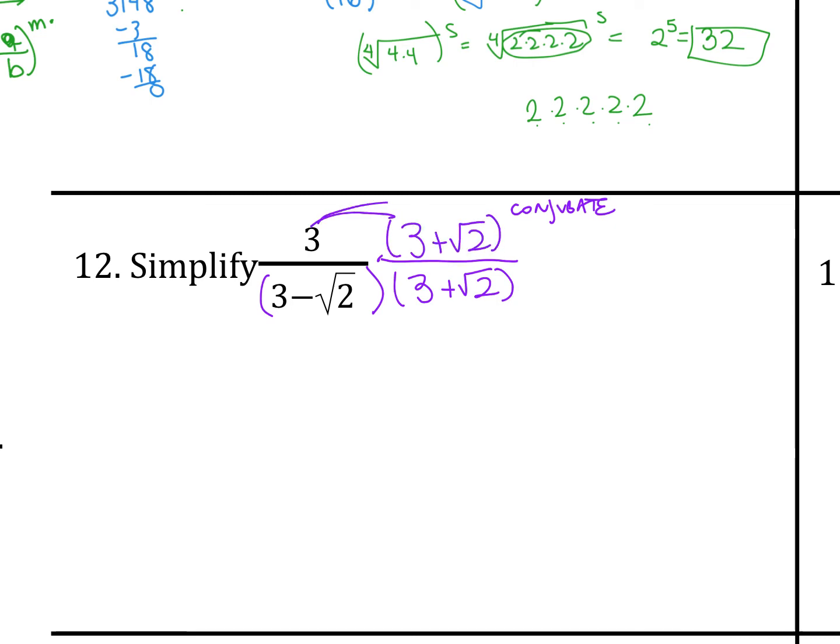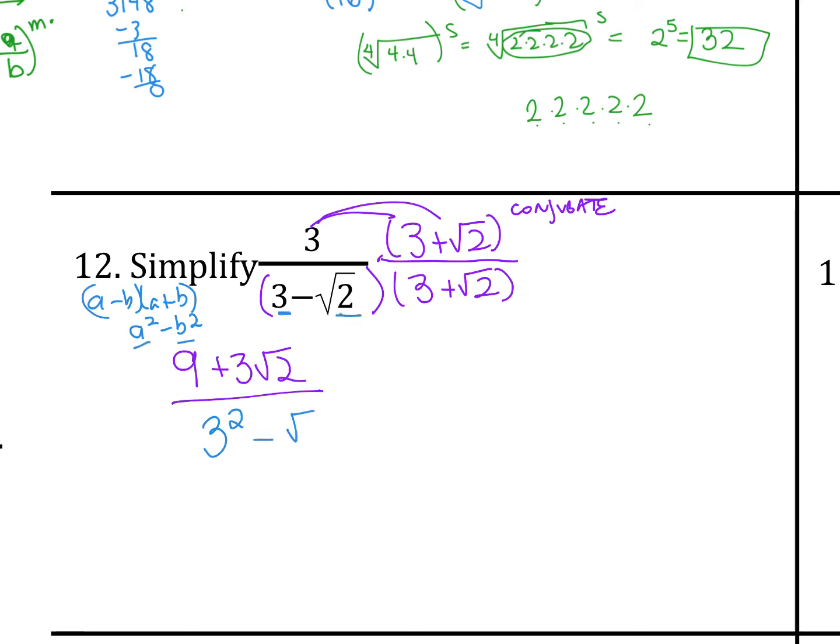So then we distribute. So this becomes 9 plus 3 root 2. The reason why we use a conjugate is because really this is our a minus b times a plus b pattern, and that's a squared minus b squared. So I can write this as 3 squared minus, I'm just following it, a is 3, b is square root of 2 squared. So let's simplify that.